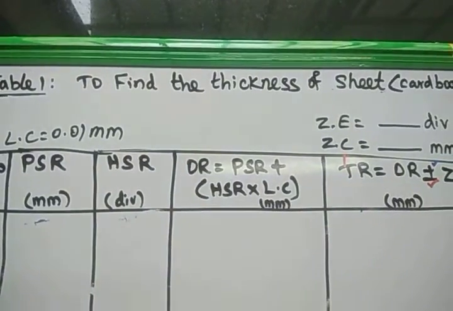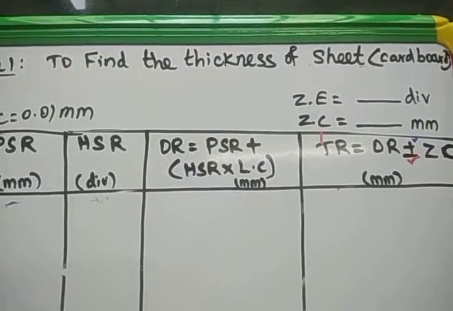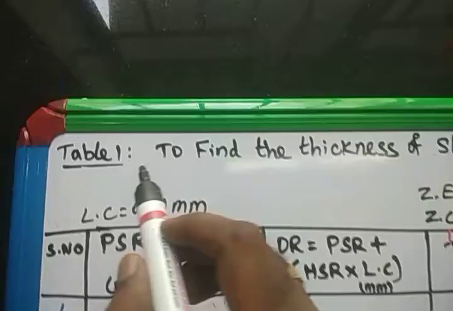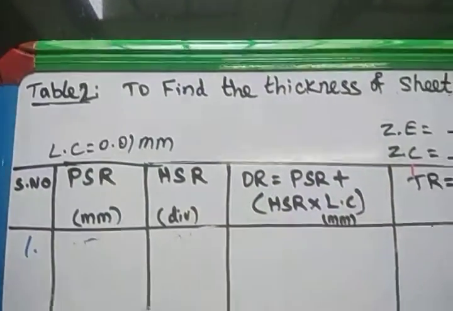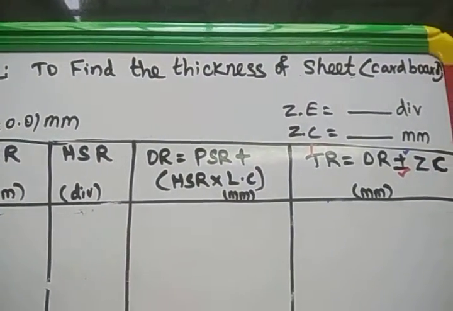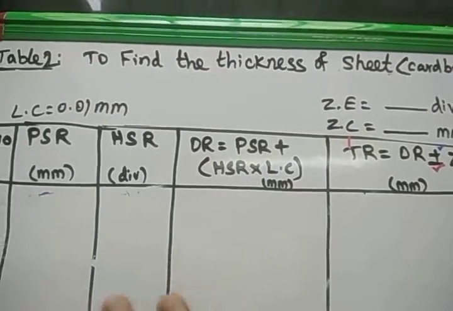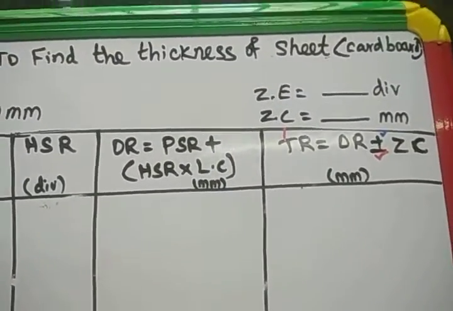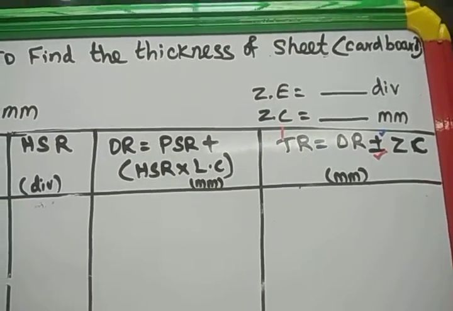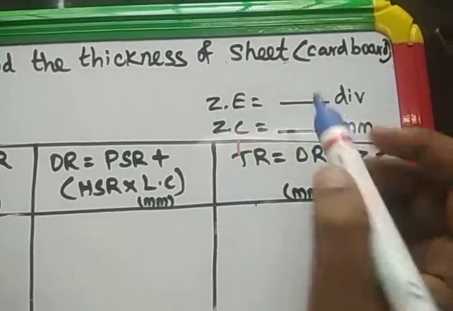Dear students, now we are moving to the second table. Table 2 is to find the thickness of the sheet, that means cardboard. In our experiment, we are taking cardboard. The same tabulation. As I am using the previous same screw gauge, what is the zero error?